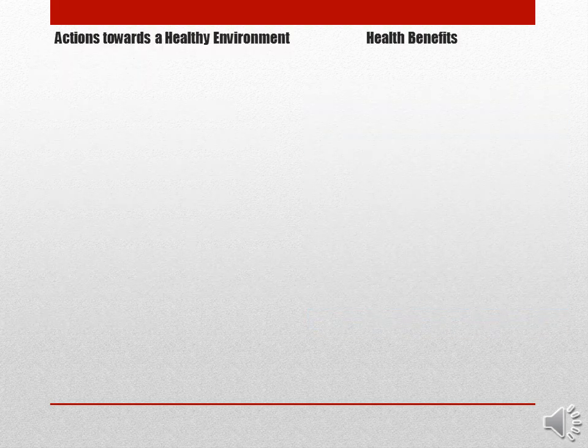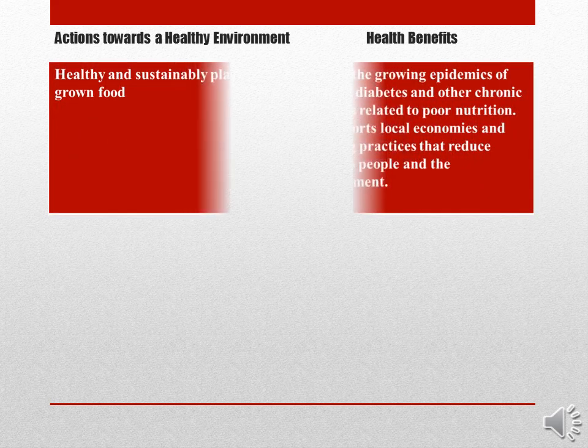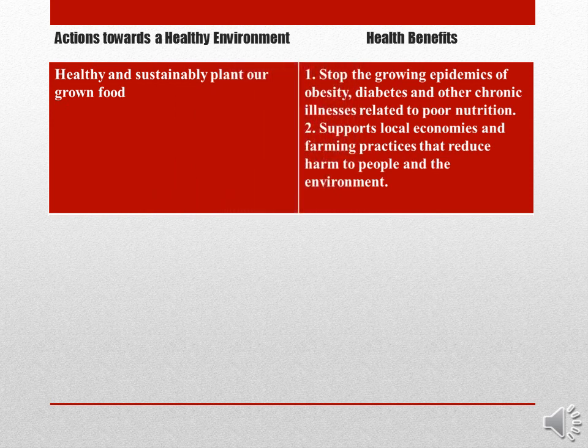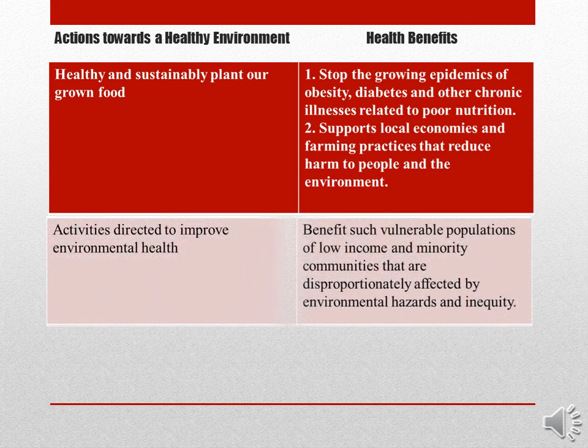Actions towards a healthy environment and its health benefits. Healthy and sustainably planted, locally grown food stops the growing epidemics of obesity, diabetes, and other chronic illnesses related to poor nutrition, and supports local economies and farming practices that reduce harm to people and the environment. Activities directed to improve environmental health benefit vulnerable populations of low-income and minority communities that are disproportionately affected by environmental hazards and inequity.